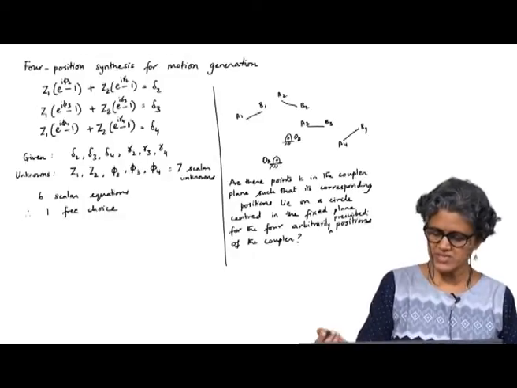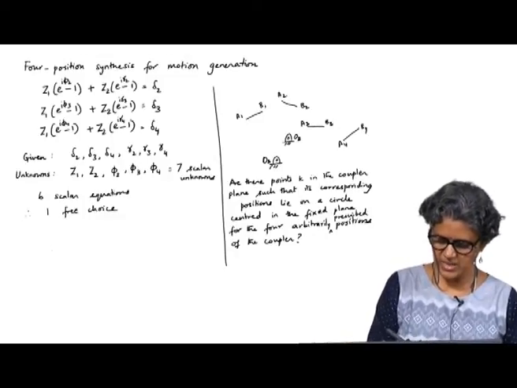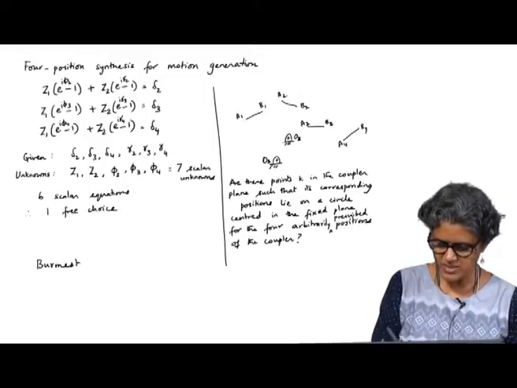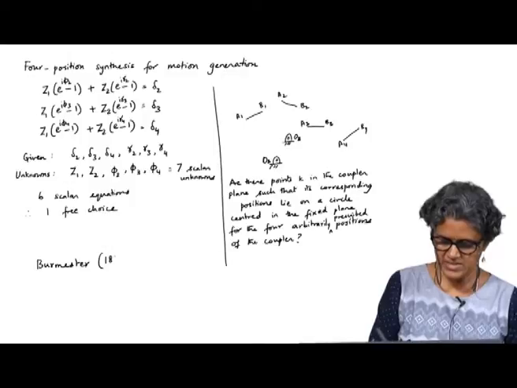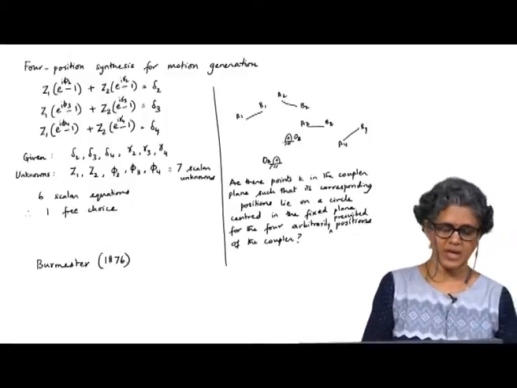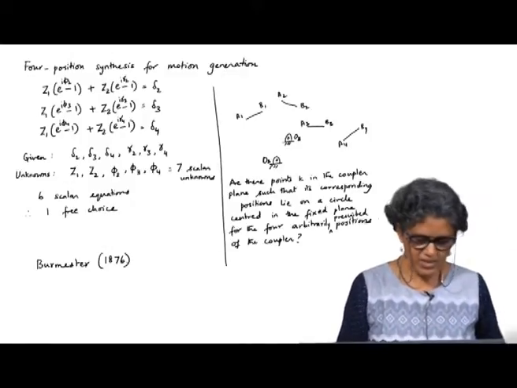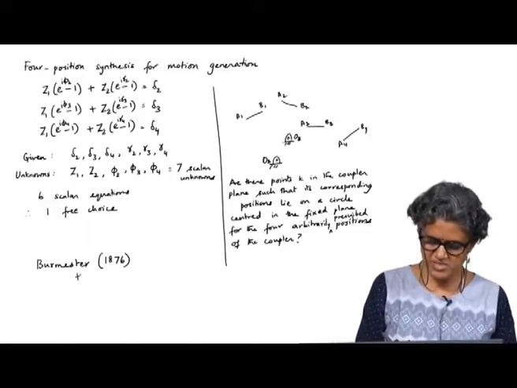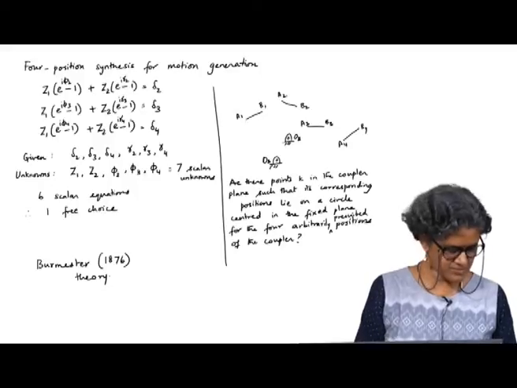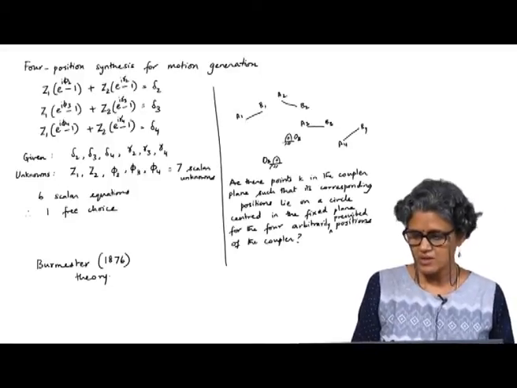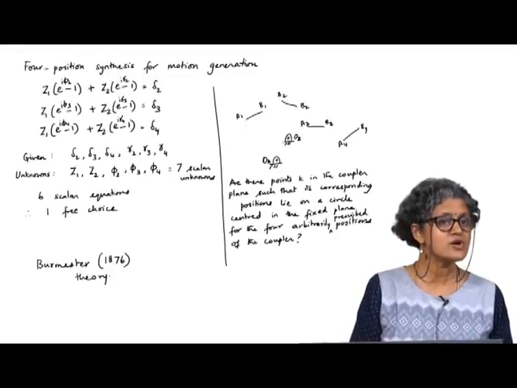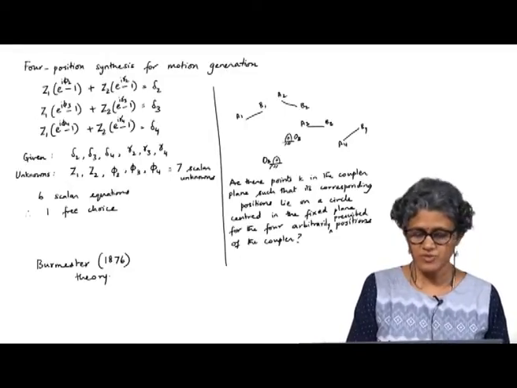This question was asked by Burmester. This theory is called Burmester theory, proposed in 1876, and he figured out the solution to this as well. The Burmester theory basically deals with the 4 position problem of motion generation.